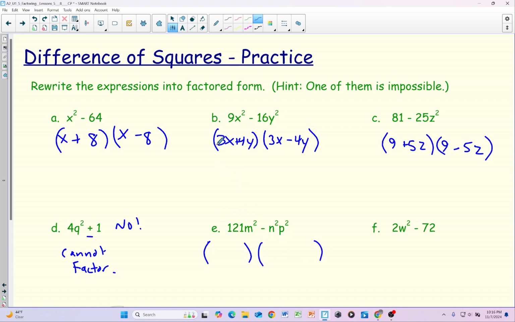How about 121? Well, that's one we haven't seen a whole lot yet. That's 11 times 11. So that's 11m. Now over here, I have two sets of variables, right? I have an n squared and a p squared. Well, looks like we're just going to have np plus np minus np. Just like that. What about over here? Uh-oh. 2 and 72, those aren't perfect squares. Oh, am I going to have to do that square root stuff? Oh, wait a second.